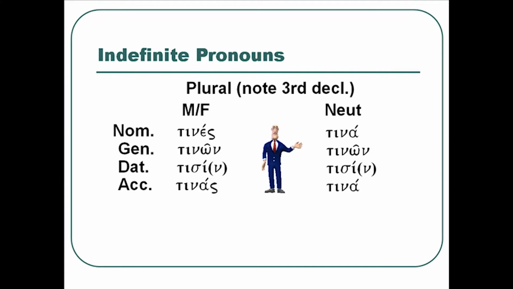The neuter forms are tina, tinon, tisi, tina. Noticing again the nominative and accusative are exactly the same, and the genitive and dative match exactly the masculine and feminine forms from the neuter.